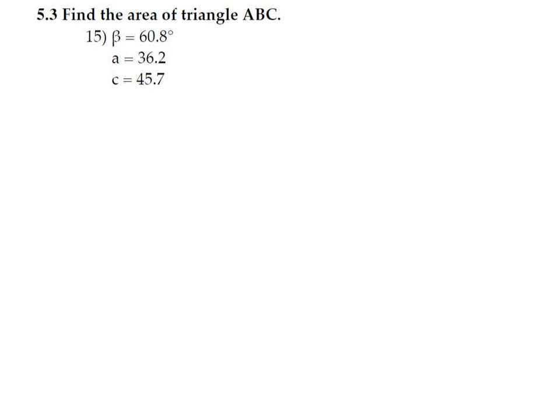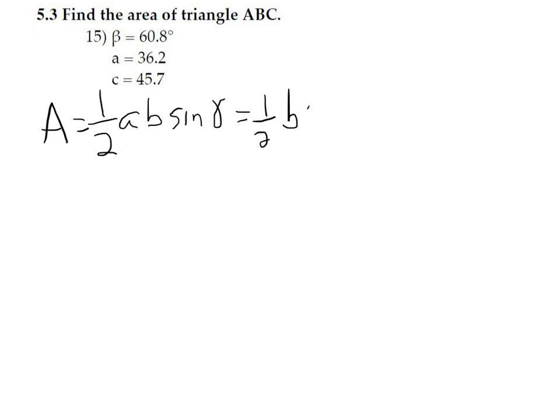The area formulas are either A equals, basically 1/2 base times height is the basics, but 1/2 AB and sine of the other angle gamma, or it could be 1/2 BC sine of the missing alpha, or it could be 1/2 and sine, keep the pattern, AC sine beta.